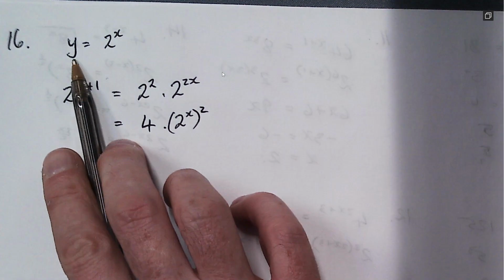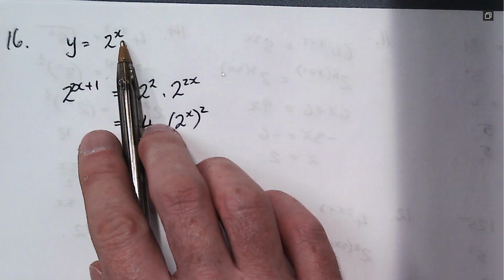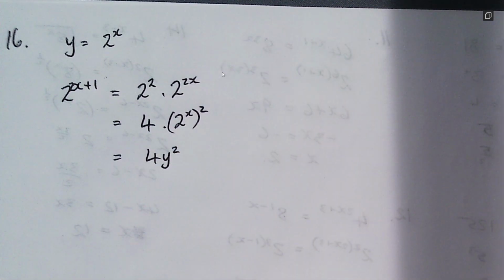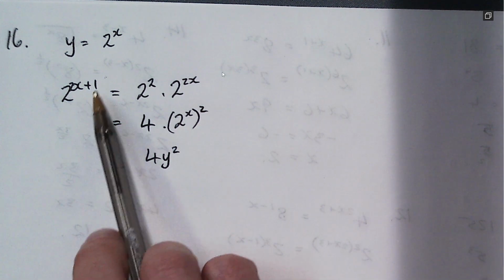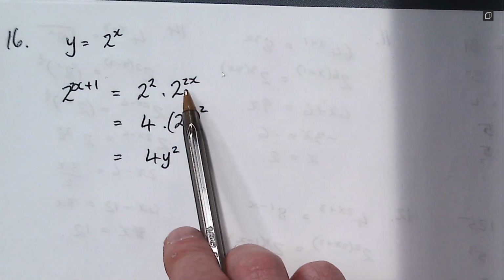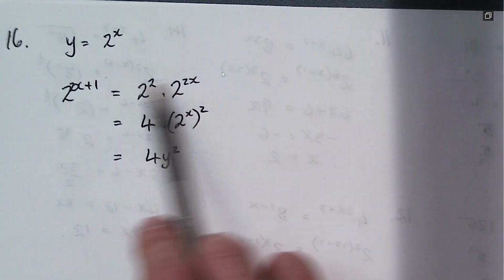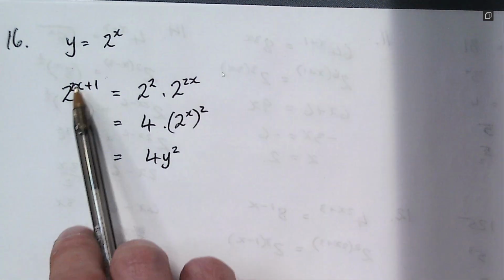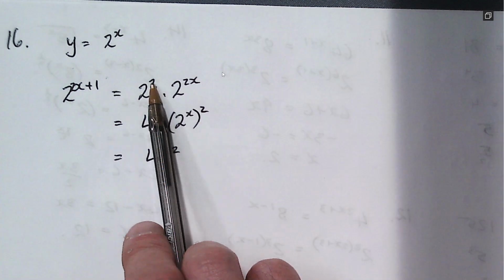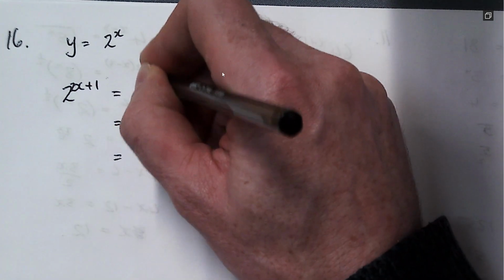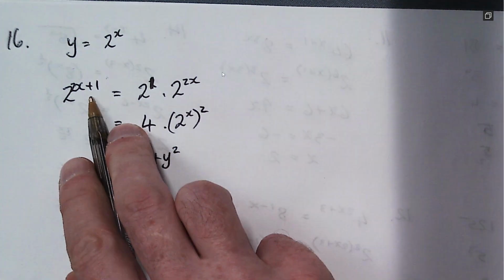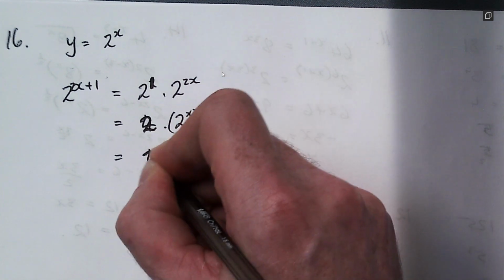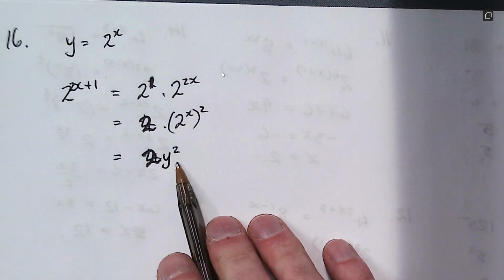Now, we are asked for y. So y equals 2 to the power of x, so 2 to the power of 2x is y squared. Express it in terms of y. By factorizing, 2 to the power of 2x plus 1 is 2 to the power of 2x times 2 to the power 1, so it is 2 times y squared. So it's 2y squared.